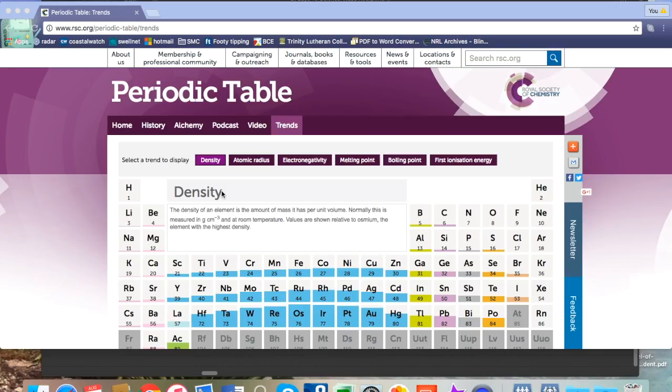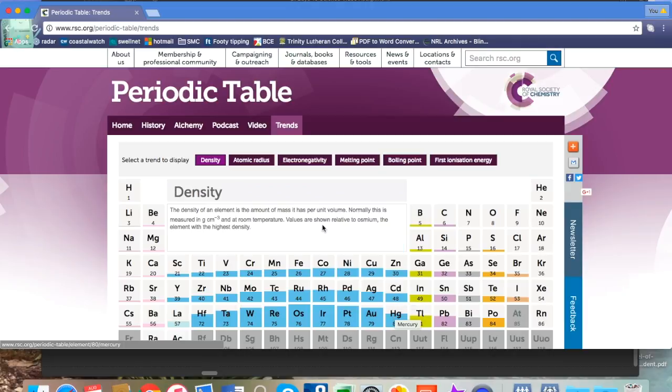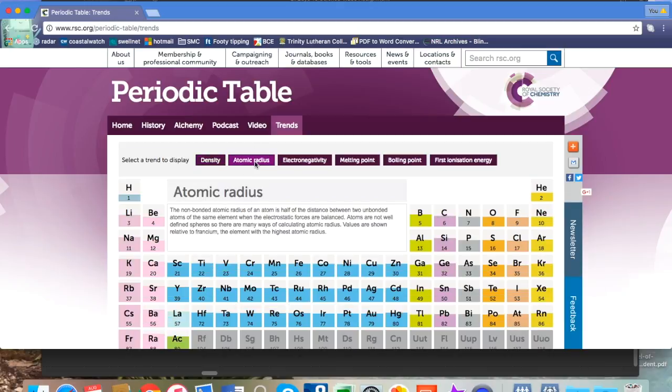Using the Royal Society of Chemistry, one can observe trends in this group of elements, starting with density, which is the amount of mass per unit volume. The elements differ to one another. The amount of density increases as the period increases. Therefore, zinc has the least amount of density and mercury has the most. But these elements have similar densities within their period.